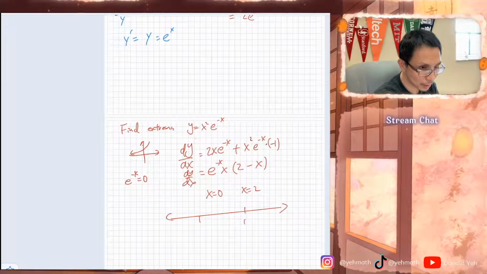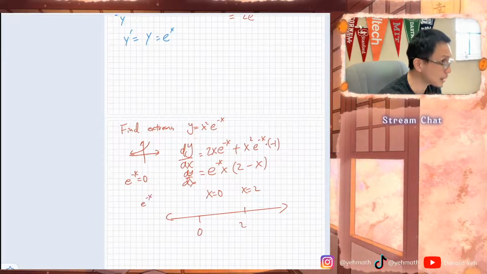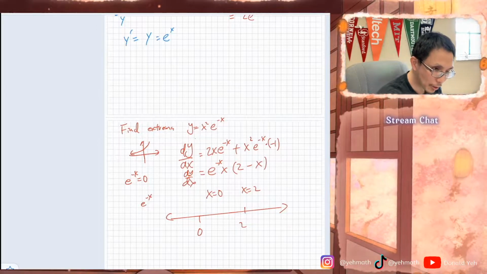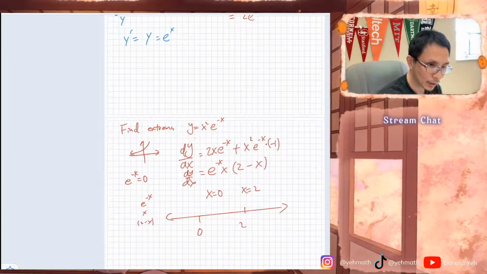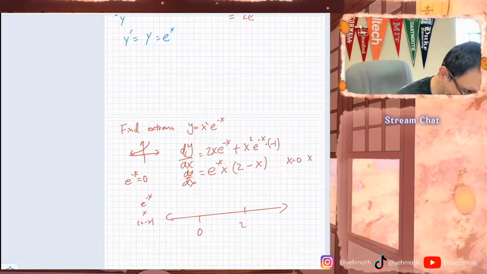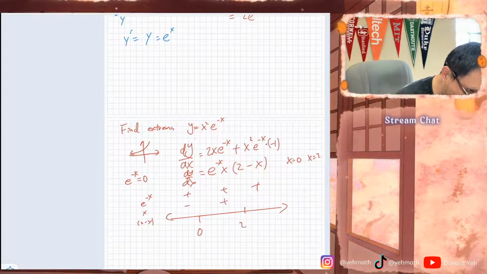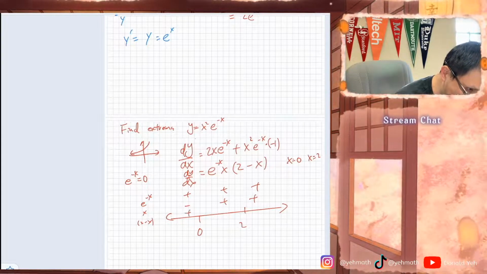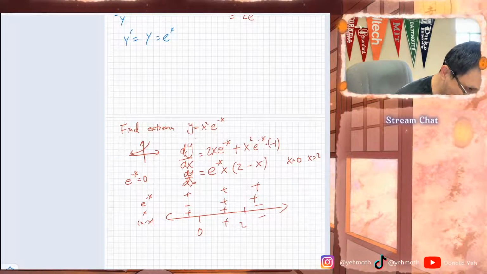And you have 0 and 2 here. You can do a number line here. e to the negative x is always positive, it doesn't matter what. The only things that change are x and 2 minus x. So x equal to 0, x equal to 2. I'm going to say positive, positive, positive, negative, positive, positive. If it's negative 1, it's going to be positive. If it's 1, it's going to be positive, and this is negative. So it's negative, positive, negative.